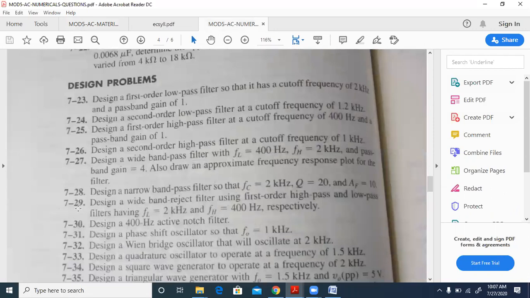Then we have 7.29. Design a wide band reject filter using the first order high pass and low pass filter using FL is equal to 2 kilohertz and FH is equal to. So as I said, band reject filter will be the parallel combination of the low pass and high pass. That means addition of both their V naught by V ins. Okay, low pass and high pass, and correspondingly we need to design for this.